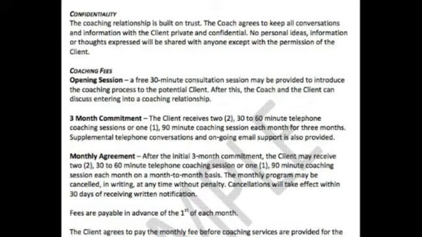Are they paying for it by month, by session? Are they paying for it all at once? Do they get a discount? What happens if they're late? There's no language about this.